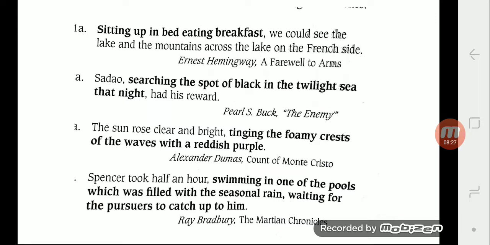Sit is a verb. Sitting is a participle. Search is a verb. Searching is a participle. Tinge is a verb. Tinging is a participle. Swim is a verb. Swimming is a participle, right? So that's why they're called participle phrases. They start with these weird ing words that are kind of like verb hybrids, right? So that's what a participle phrase is. That's brushstroke number 2: thinking of a verb that illustrates something about your subject, and then creating a phrase by making it an ing word.